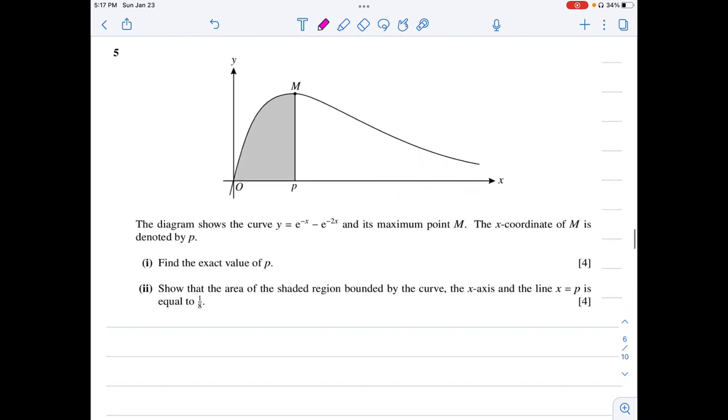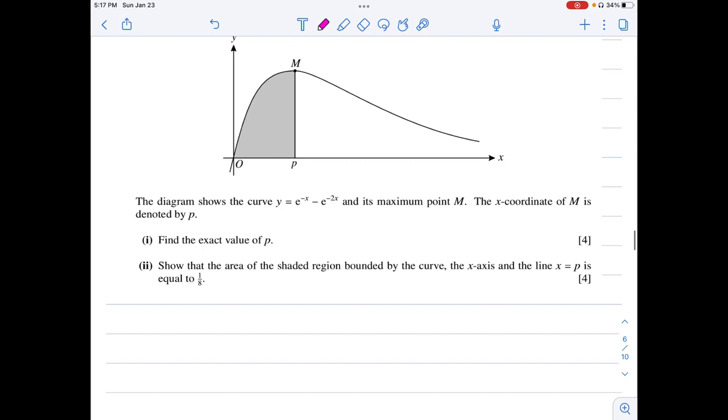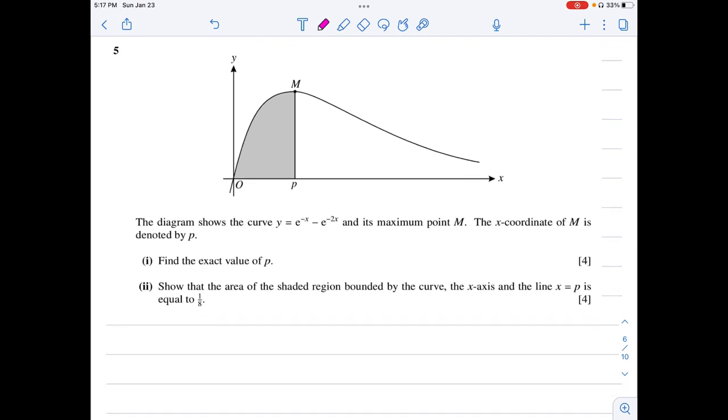Question number 5. The diagram shows the curve y is equal to e to the power of minus x minus e to the power of minus 2x and its maximum point m. The x coordinate of m is denoted by p. Find the exact value of p. So first we have to find dy by dx. dy by dx, e to the power of minus x derivative is minus e to the power of minus x plus 2 e to the power of minus 2x. e to the power of minus 2x derivative is minus. Minus times minus is plus, and 2x is 2.